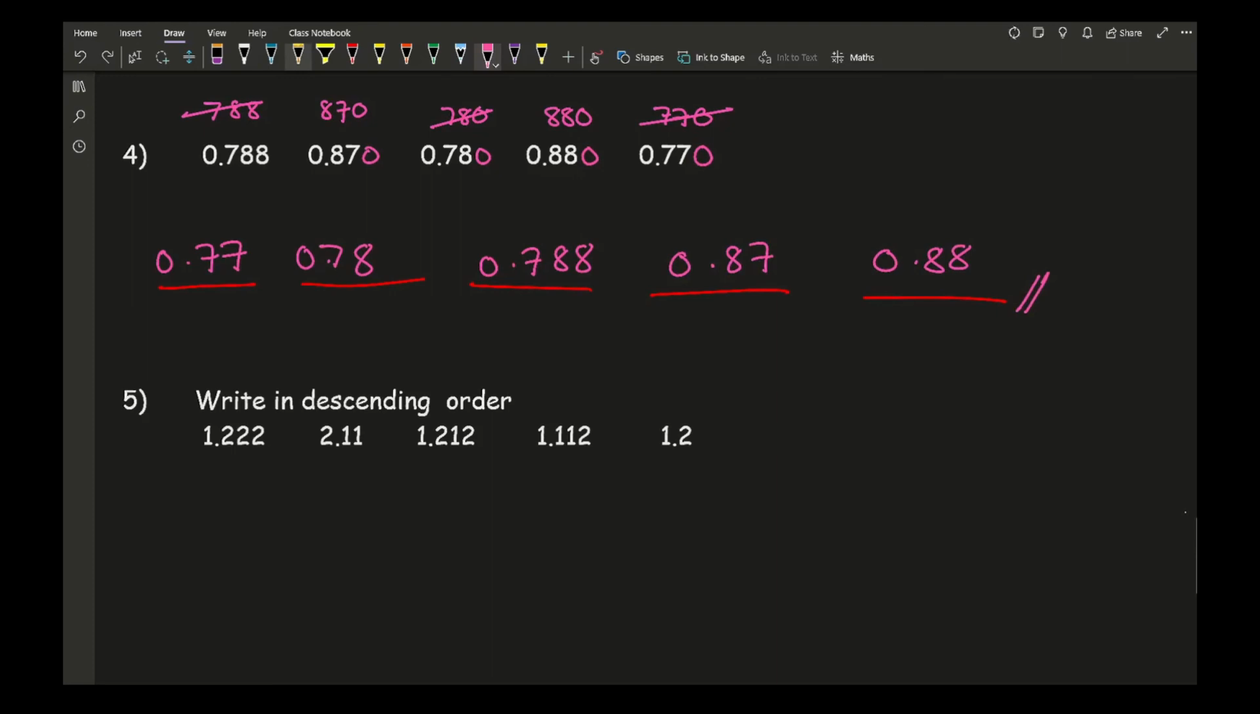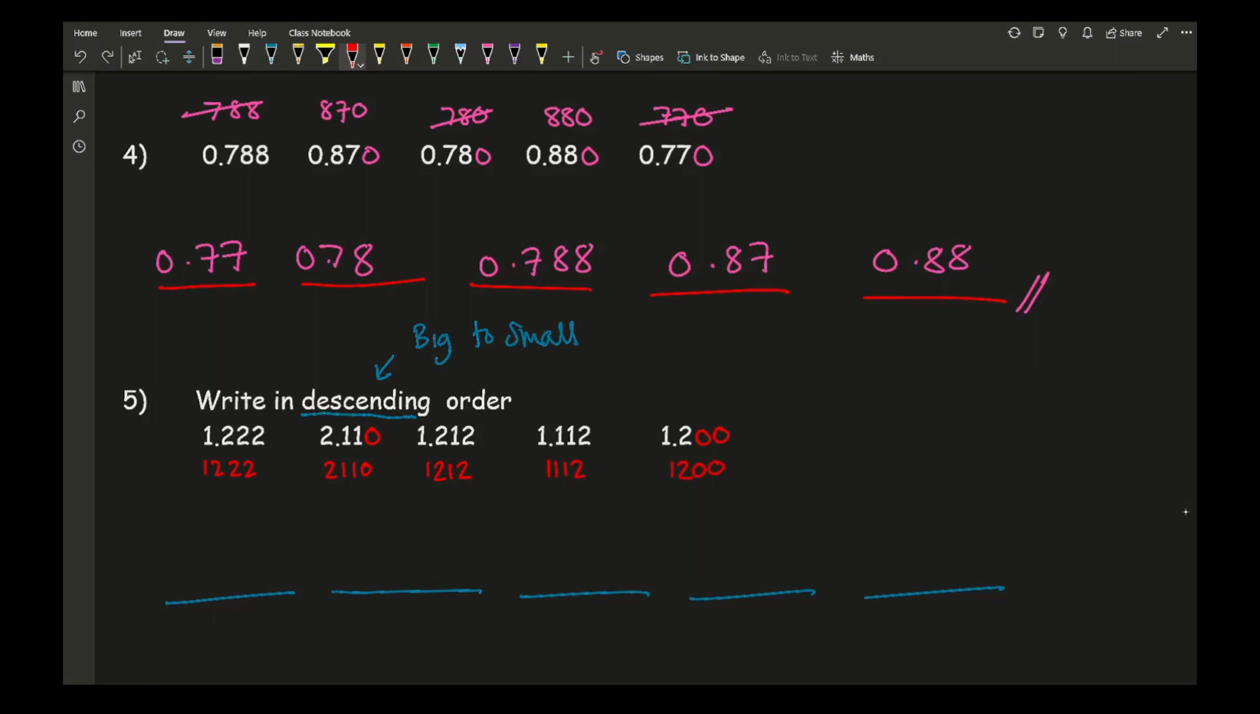Now in this particular question, question 5, the key word I notice is descending. So what we need to do here is go from big to small. So again, I'm going to set up my 5 numbers because I've got 5 numbers there. The biggest amount of digits I've got after the decimal point is 3. So again, I'm going to add a 0 to make sure that every single number has got 3 digits after the decimal point. So this one is 1.222, this is 2.010, this is 1.212, 1.112, and 1.200.